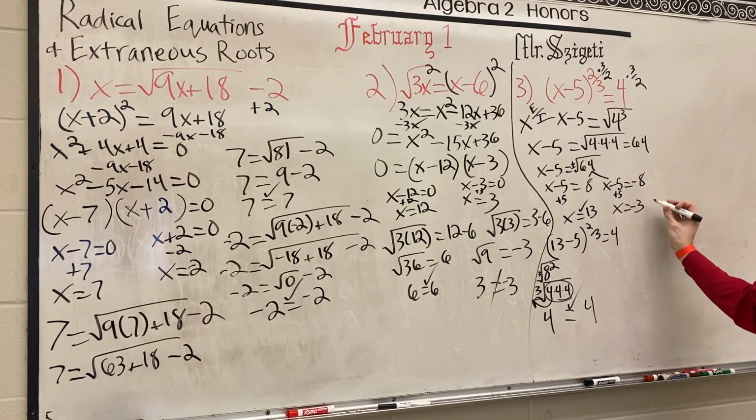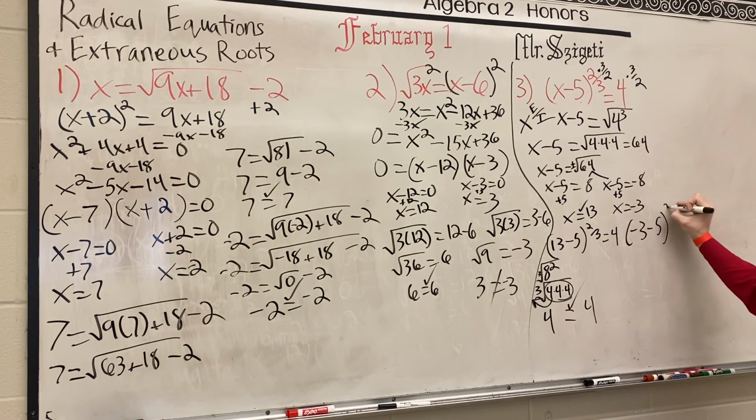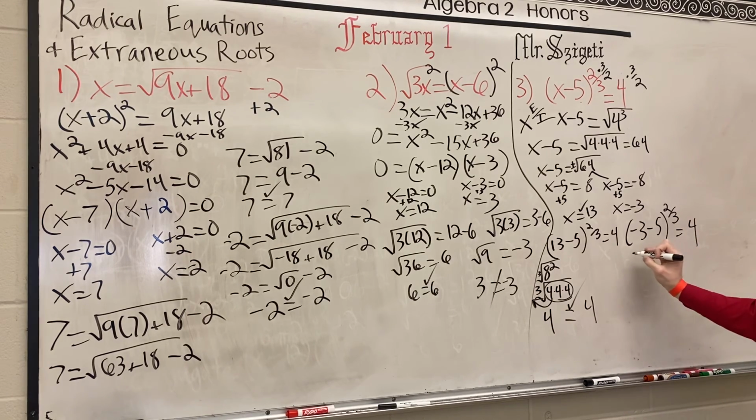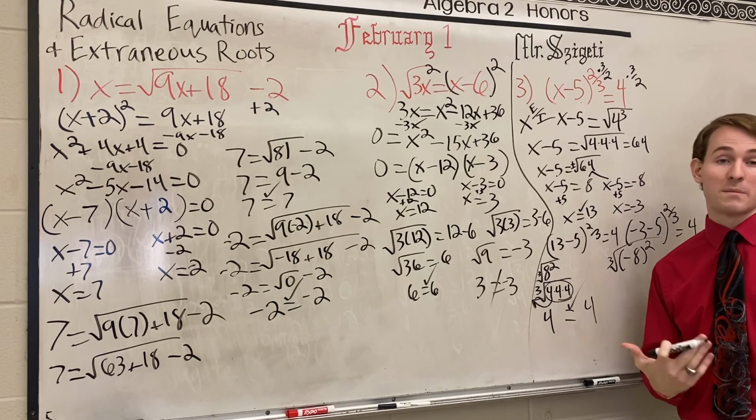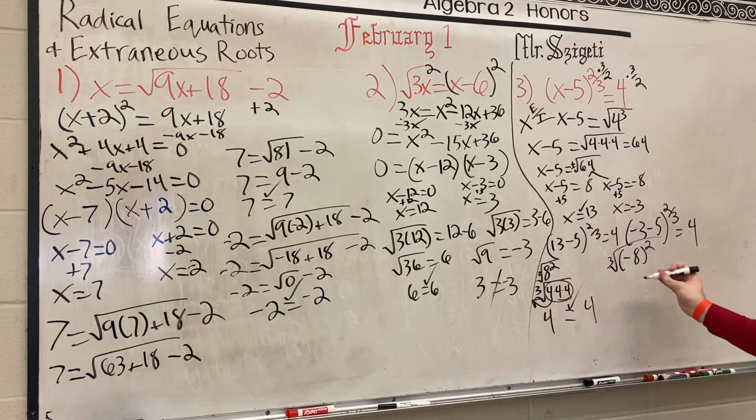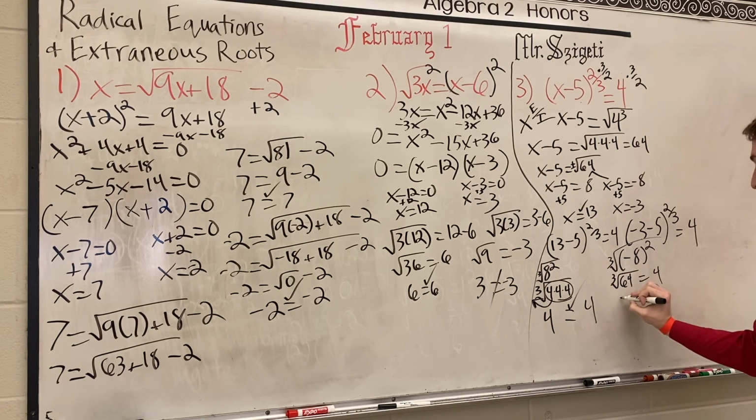So now when we plug in the negative 3, we'll have our same equation. Inside the parentheses, negative 3 minus 5 to the 2/3 power is equal to 4. So guess what? It turns into the same thing. It'll be a negative 8 squared, and then the cube root of that. So 8 times 8 is the same as negative 8 times negative 8. So we know it's going to turn out the exact same way. So we'll have the cube root of 64 is equal to 4, and it still is 4 is equal to 4.